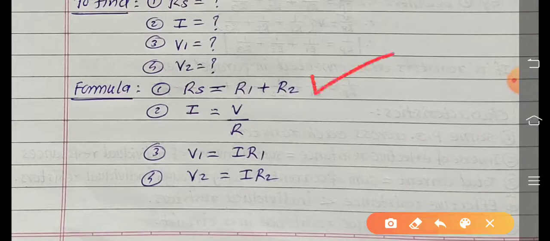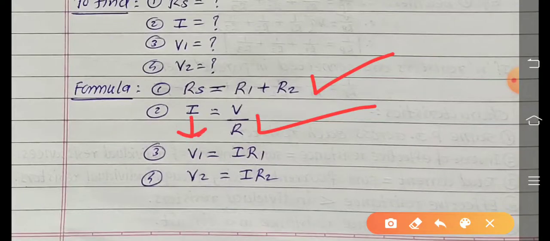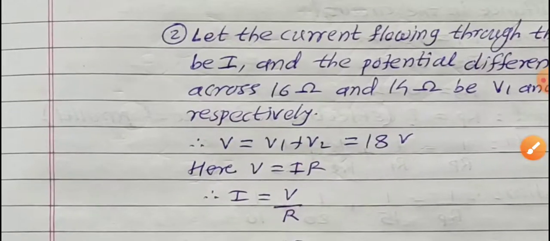Current, by using Ohm's law, current I is equal to V upon R, where V means potential difference, divided by R, resistance. By using the same formula for the first resistor, the potential difference across R1 is V1 equal to IR1, and V2 is equal to IR2. Because in a series combination the current is the same, we do not write I1, we only write I. Now by using these 4 formulas we find the answer.